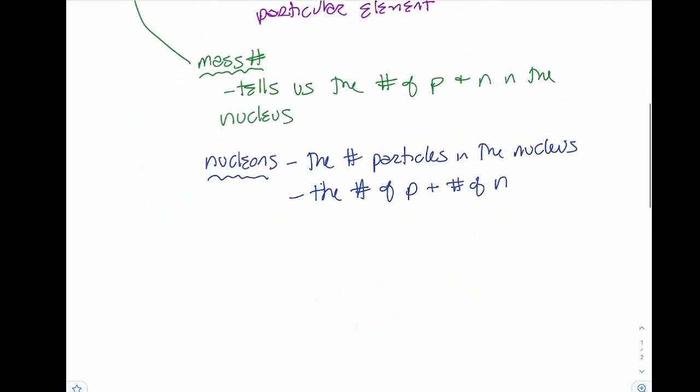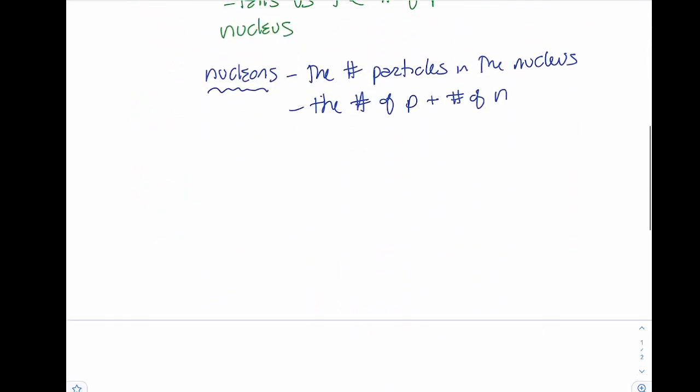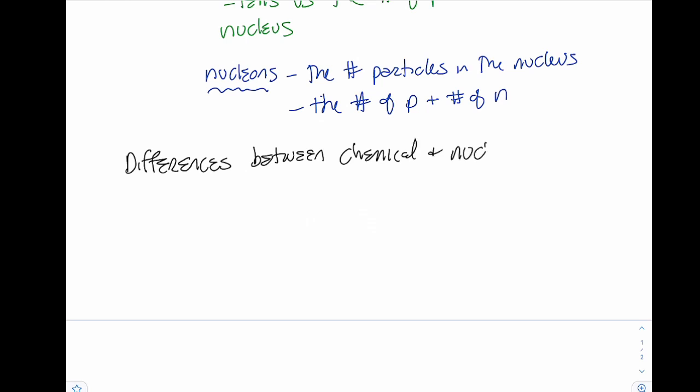Next, I do want to look in a little more detail at the differences between nuclear and chemical reactions. So we'll make a list here. I've already mentioned that chemical reactions involve our valence electrons, and nuclear reactions involve our nucleus, but I want to write that down, plus some other differences. So, differences between chemical and nuclear reactions.